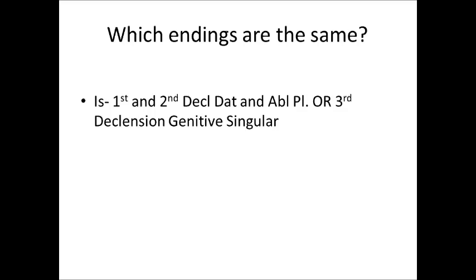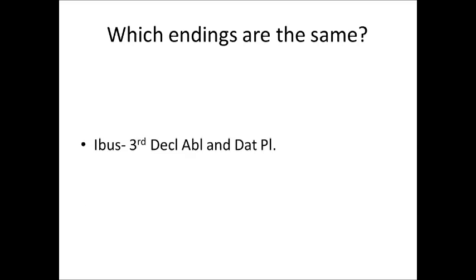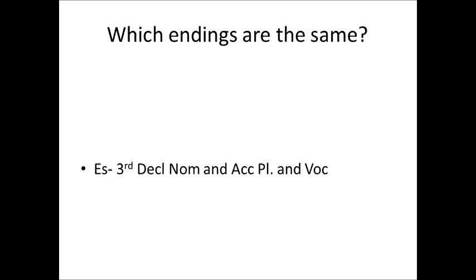For IS, you could either have, in the first and second declension, the dative or ablative plural, or you could have a third declension genitive singular. That's why it's important for you to know what declension each of your nouns is in as you learn them. With ibus, it's third declension ablative or dative plural, and that you need to figure out by context. With es, it could be third declension nominative, accusative, and vocative plural. Again, context. Look for another subject to the sentence. If you have no other subject to the sentence, and that has to be your object, it's probably your object.